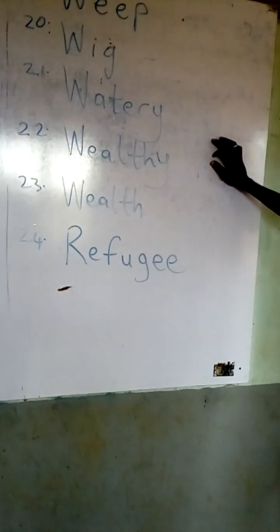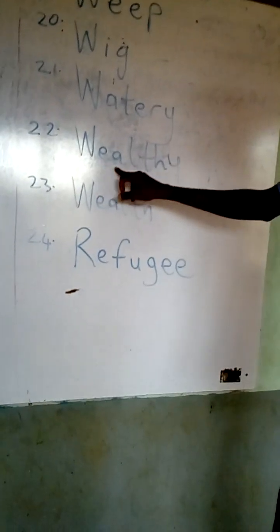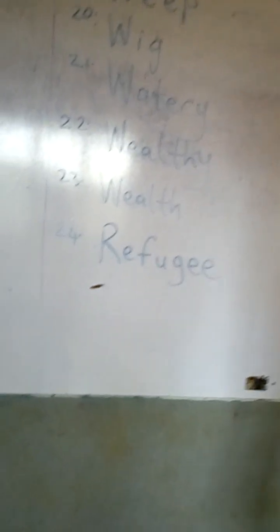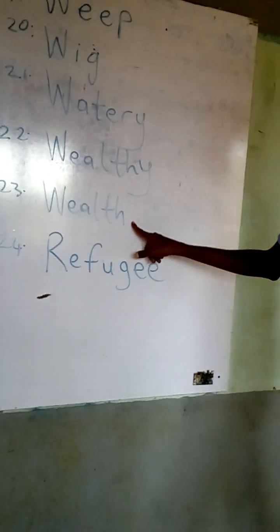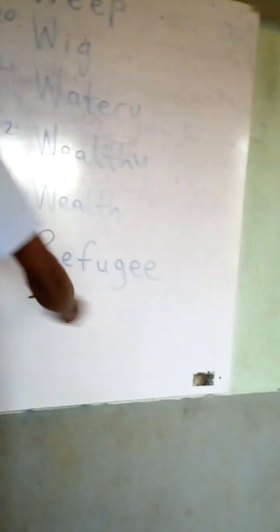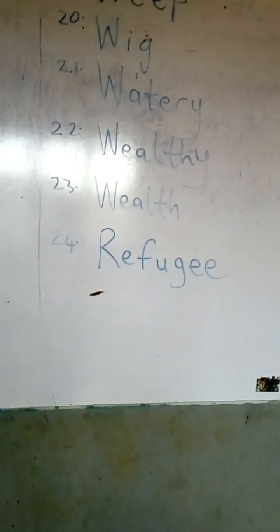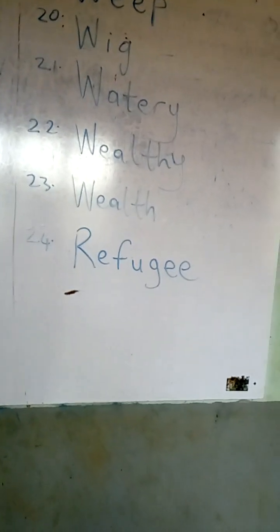Say wealthy. Wealthy is W-E-A-L-T-H-Y. The next one is wealth. Wealth is W-E-A-L-T-H. Now, the last one is refugee. Say refugee. Refugee.